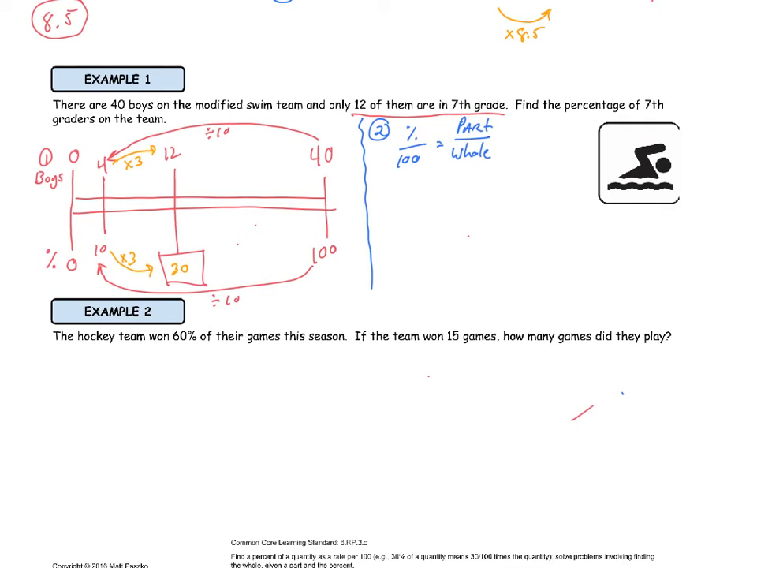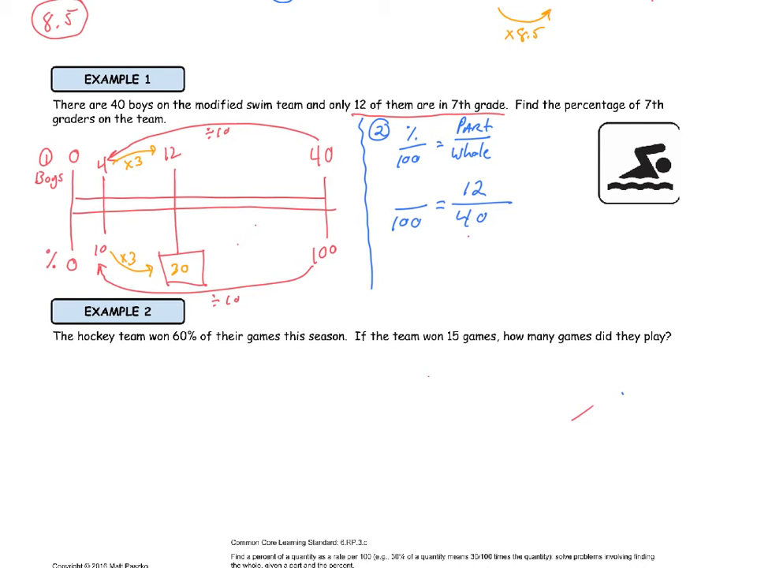Method number 2, we're going to set 2 fractions equal to each other so that percent over 100 is equal to part over whole. Let's fill in some of the information that we know. Well, first things first, we do not know the percentage, the numerator that's going to go on top. So we can just have the denominator of 100. We do know the part. We know that 12 is our part out of the whole, which is 40.